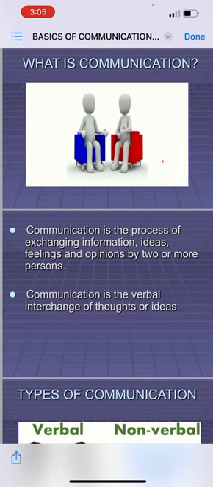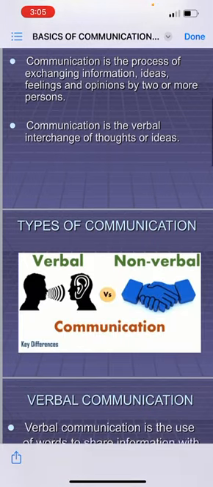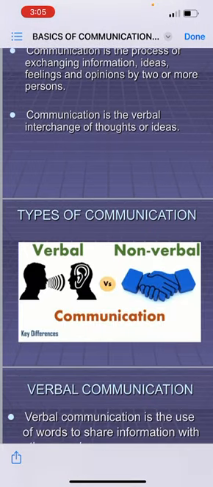So there is another definition. Communication is the verbal interchange of thoughts or ideas. As I said, exchanging our information with the other person is known as communication. There are some types of communication: verbal and non-verbal communication.